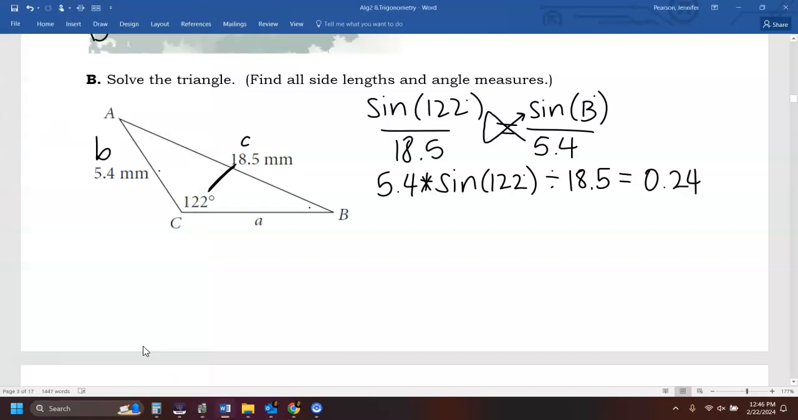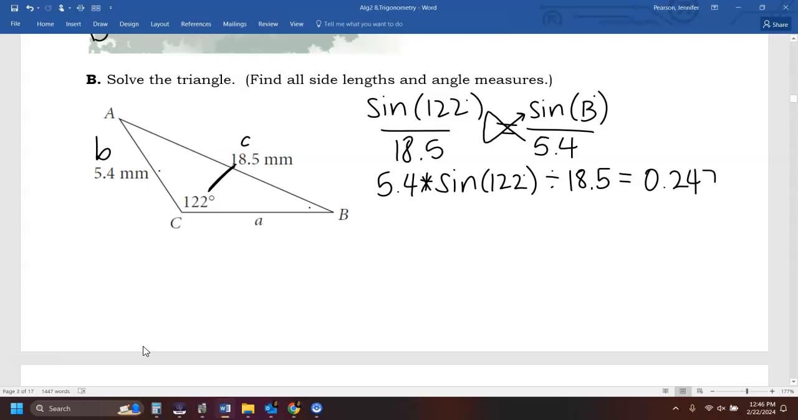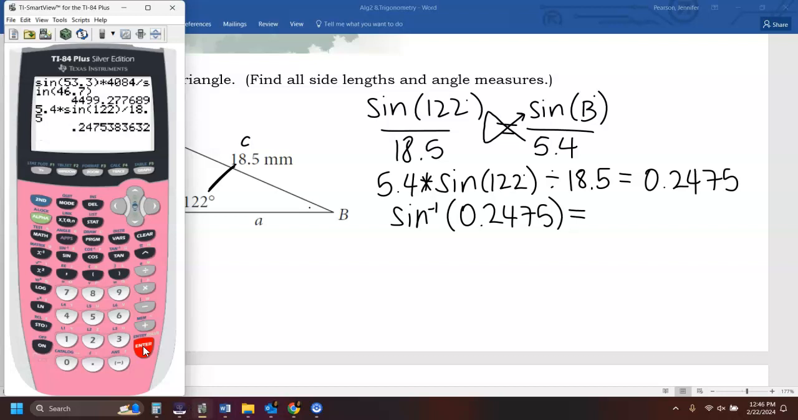When we do this, we want to keep at least 4 decimals, 0.2475, because we need at least that many decimals when we go for our second step, which is to complete a sine inverse. So that is the sine with the little -1. Anytime we're looking to get an angle, we need a sine inverse. We're going to put those 4 decimals in there, and if you're using one of these calculators, that is a second sine, gets you the sine inverse, 0.2475. And then that actually gives me the angle of B, which is 14.3 degrees.